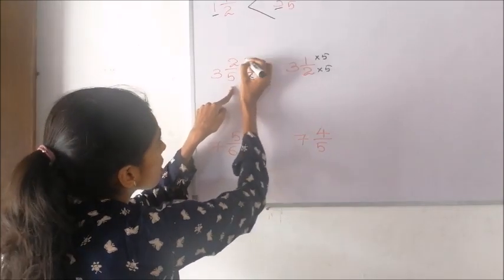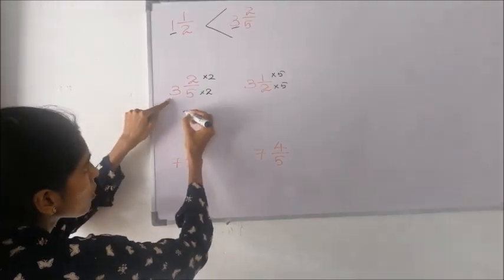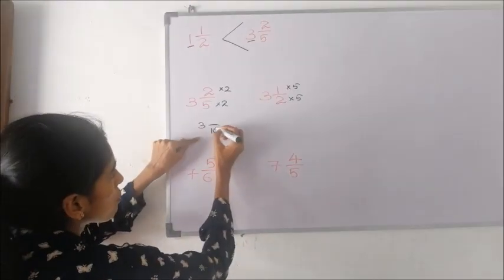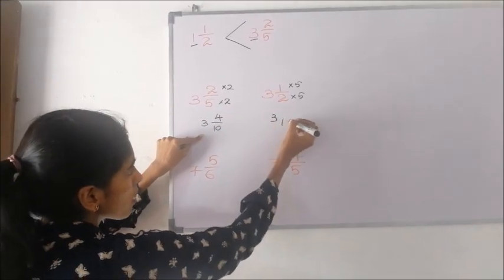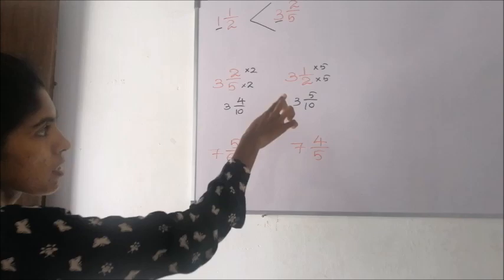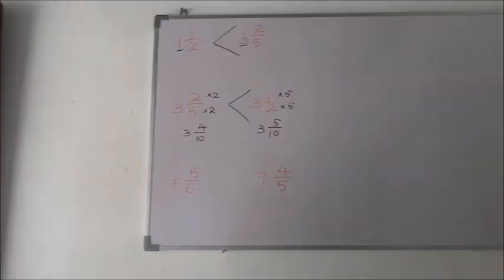Do the same thing to the numerator also. What is the new mixed number coming here? Don't make any changes to the whole part, okay? Out of 10, 4, and 5 tenths. What is the biggest one? Here, out of 10, 5, right? This is the bigger fraction.